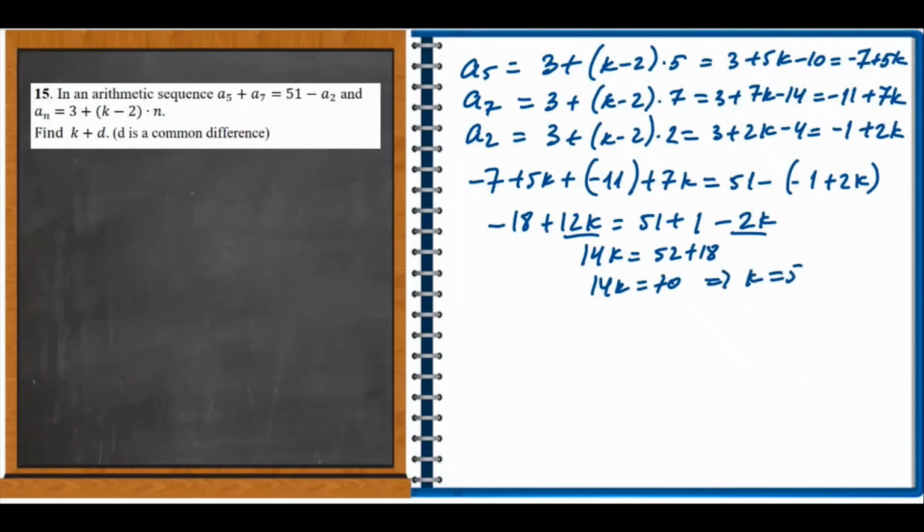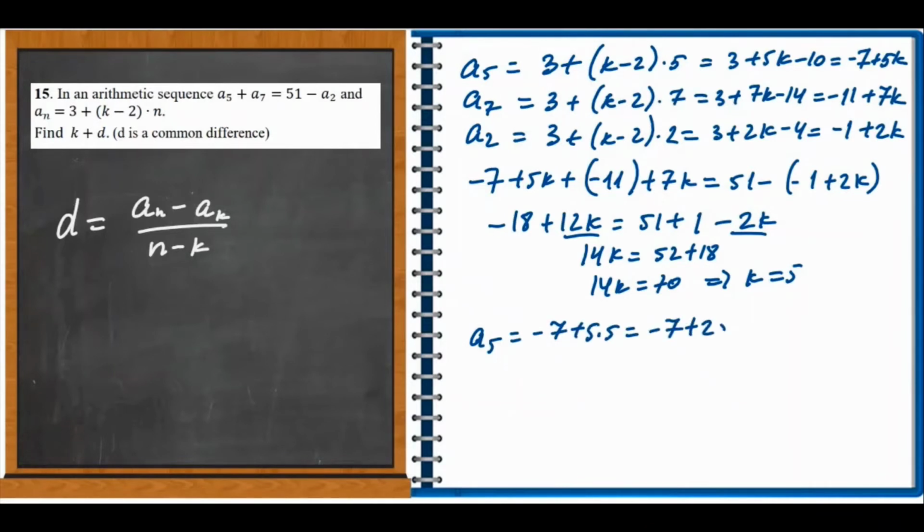After finding k, what can we do here? We can find d. We know the formula of d. If we have any two terms, an and ak, we should subtract them and divide by the difference of their indices. Now, let's find a5 from that formula. A5 is going to be negative 7 plus 5 times 5, which is negative 7 plus 25. That's going to be 18. And A7 is negative 11 plus 7 times 5, negative 11 plus 35, and that's 24.